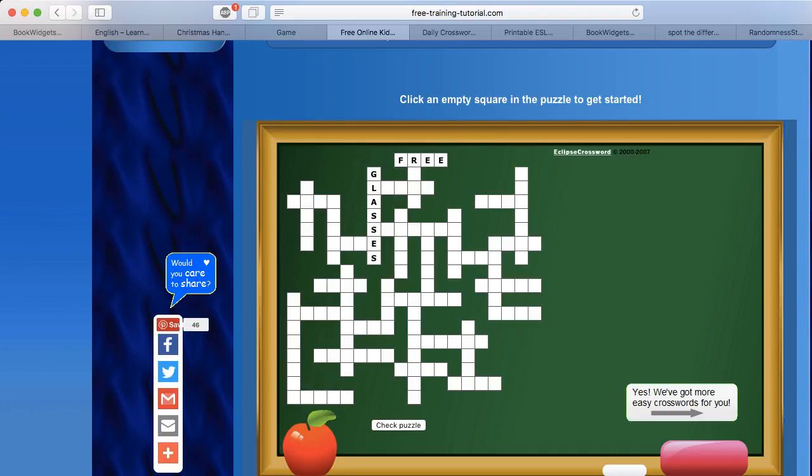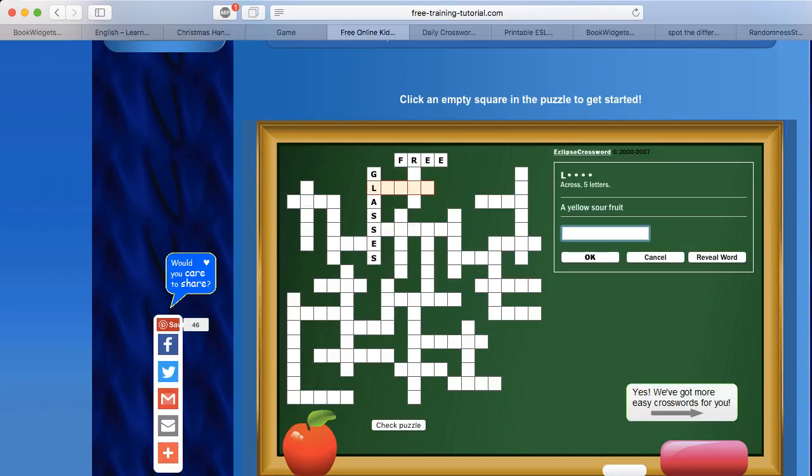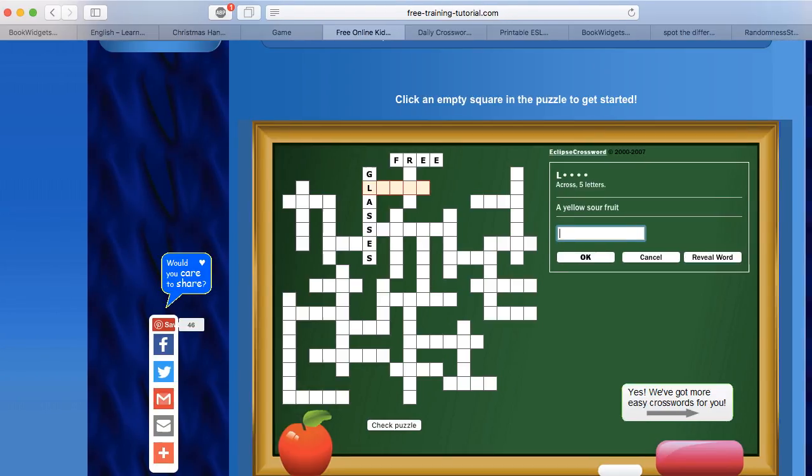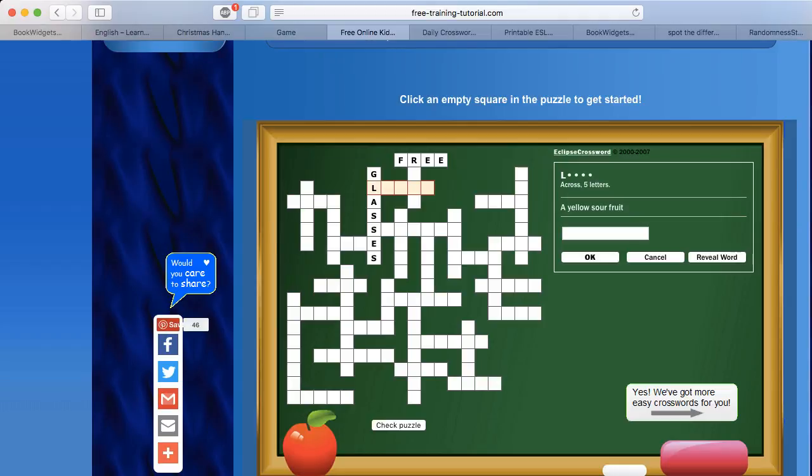So we're going to try one more, this one right here, to see. A yellow sour fruit. A yellow sour fruit, five letters. Glasses, good job. Thank you, guys. Face mask, maybe. But no, it's glasses. So what's a yellow sour fruit? Let's see. Who can answer it? It is a funny idiom, Ricardo, yeah. Okay, so Yasmin says lemon. Let's try lemon.